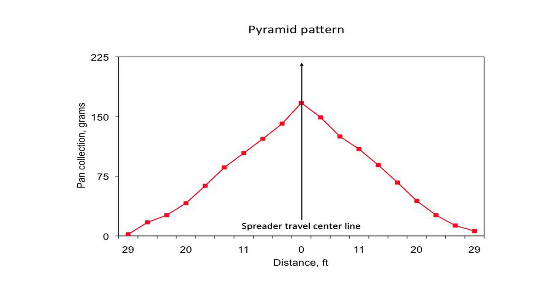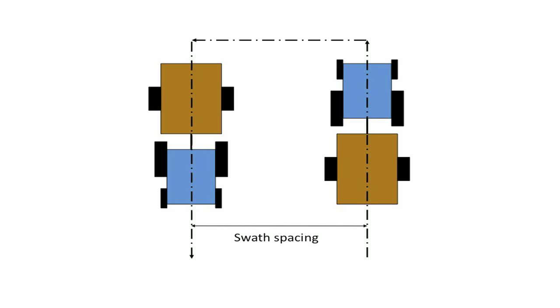If it is a pyramid pattern, then you may have only a single pan in the middle that gives you full application rate. If you are satisfied with the uniformity of your spread pattern, your effective swath width is your swath spacing. In other words, the distance between the center lines of two adjacent passes. Note that with adjacent passes, the lower application rates on the sides will be filled up due to overlap, resulting in a more or less uniform application rate.